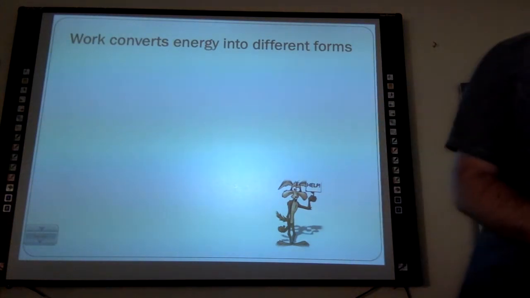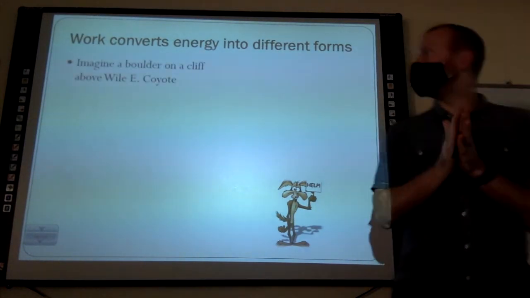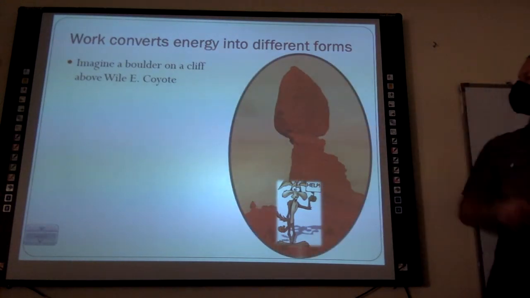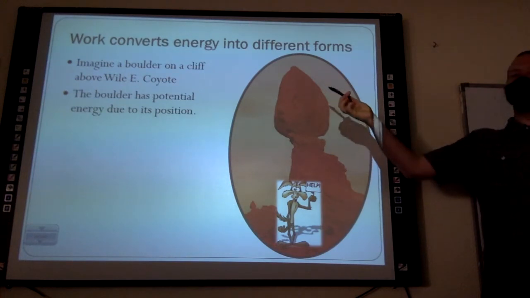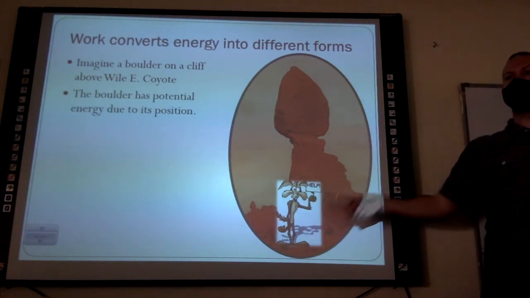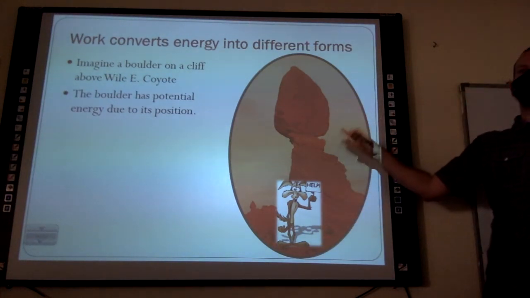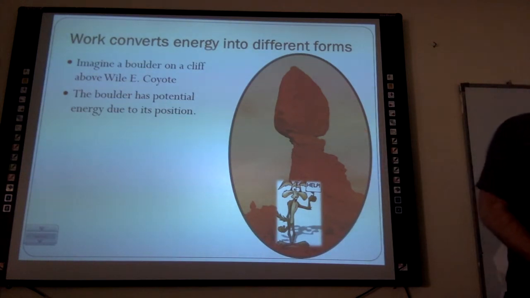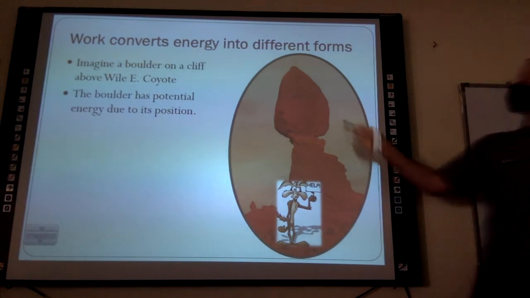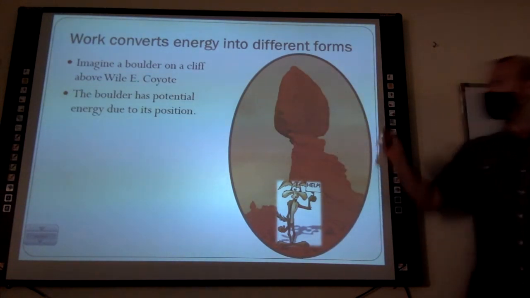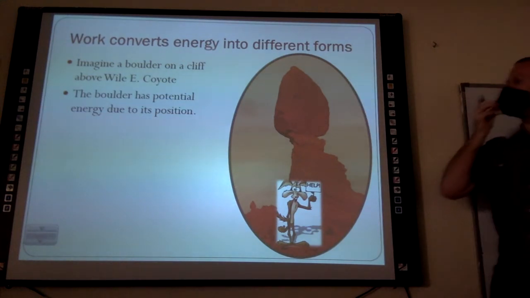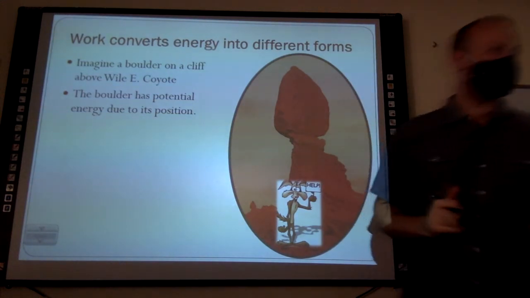Okay. So work converts energy into different forms. Have any of you ever watched Wile E. Coyote from the Looney Tunes? The physics in this is totally real, all the time. So if you have this situation, this rock up here has the potential to fall. Right? So there can be work done on this object and it falls.